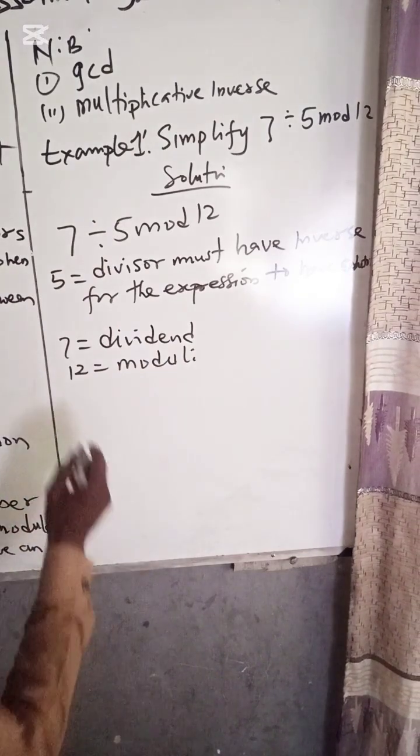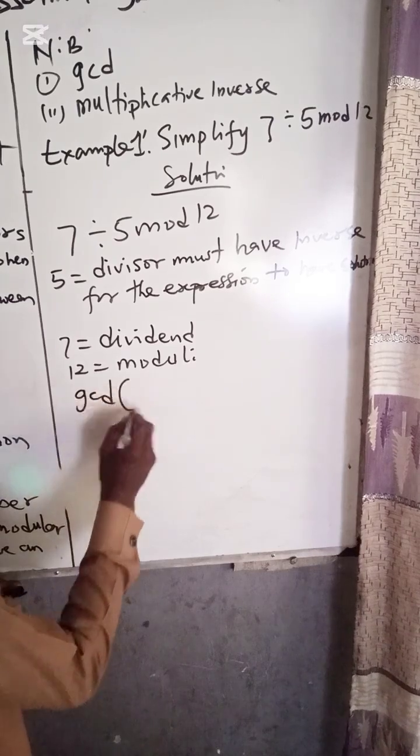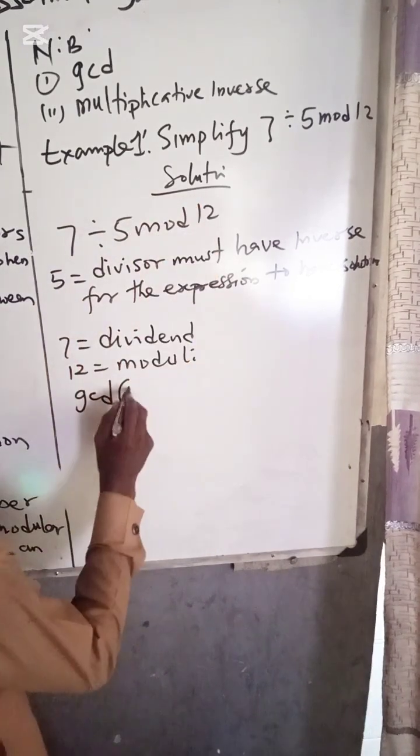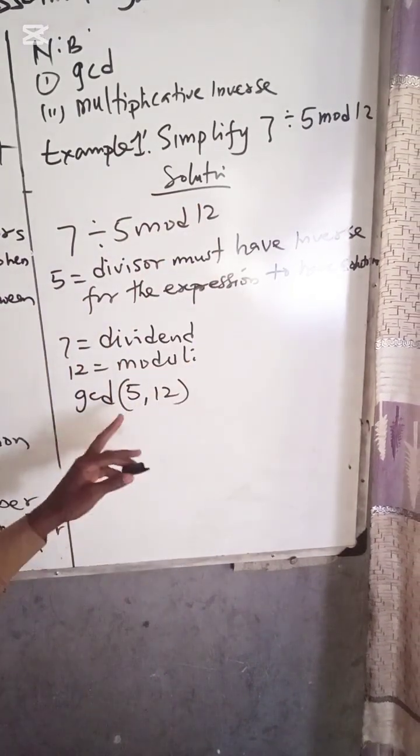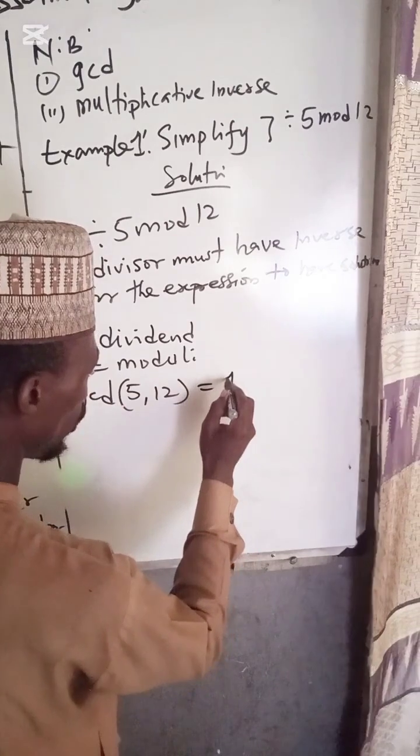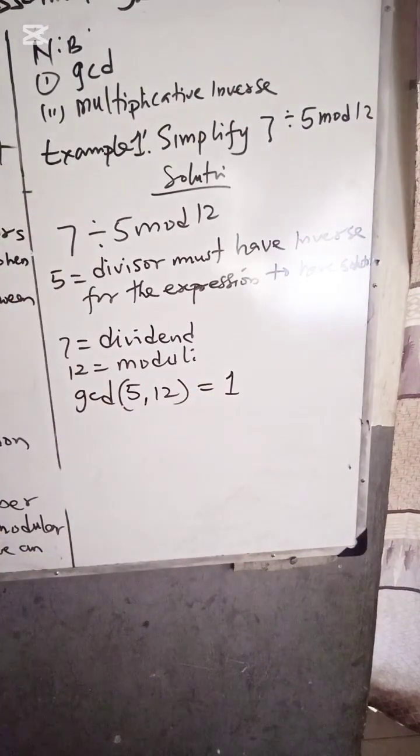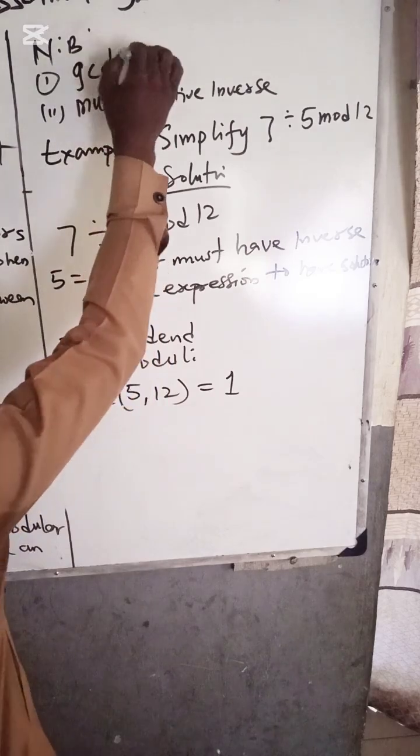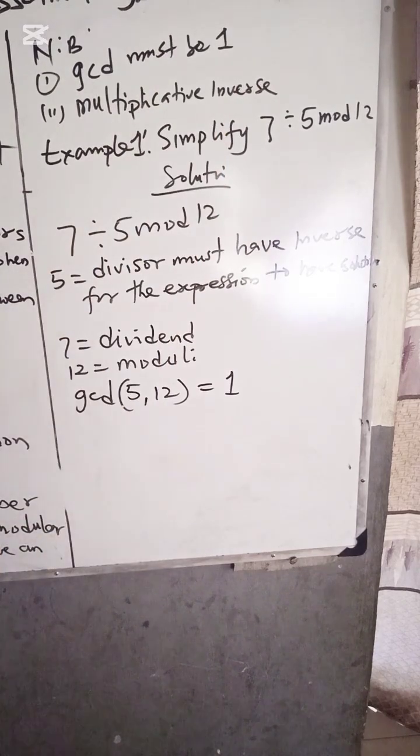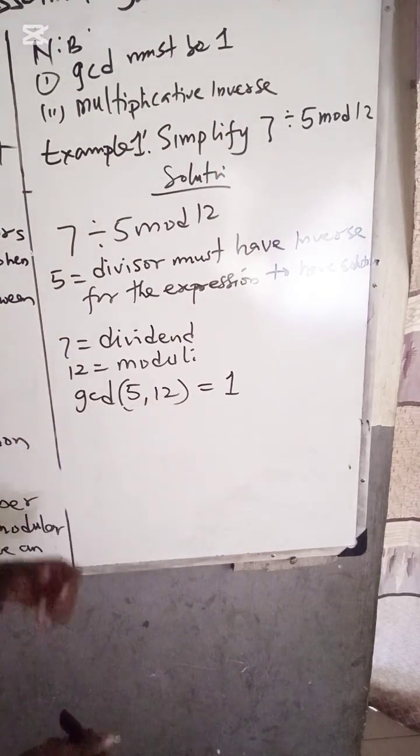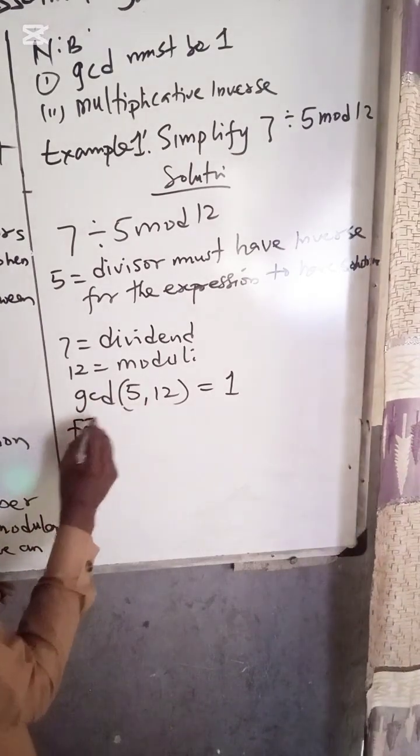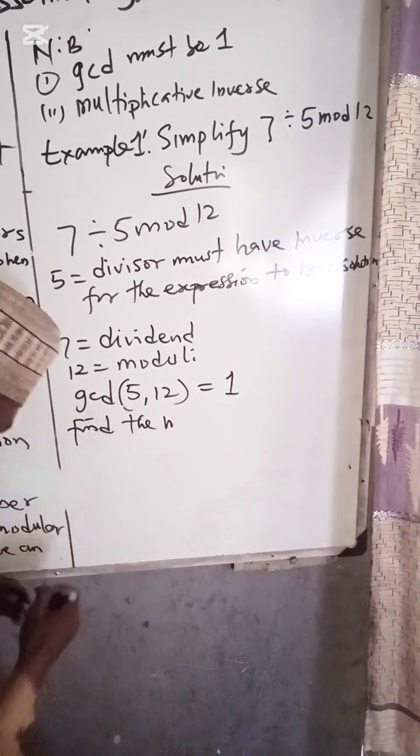What do we do? Simply, we find our GCD between the divisor and the modulus, 5 and 12. What number can divide 5 and 12 together? The only number is 1. Remember, we said for us to forge ahead, the GCD must be 1. Now, the GCD is 1. Having gotten this, we'll now look for the inverse.